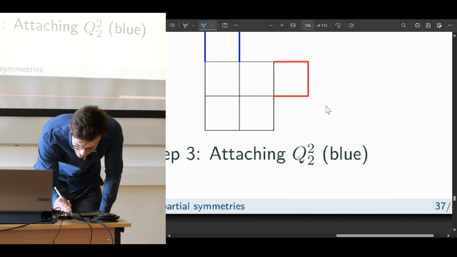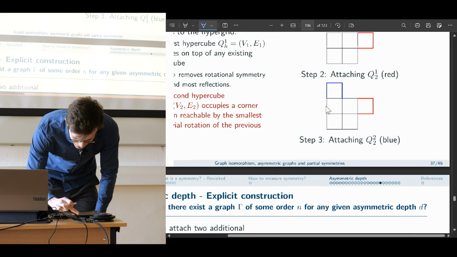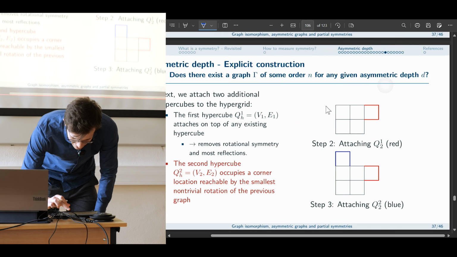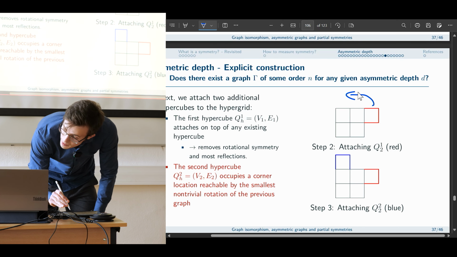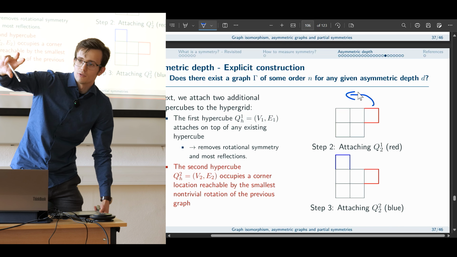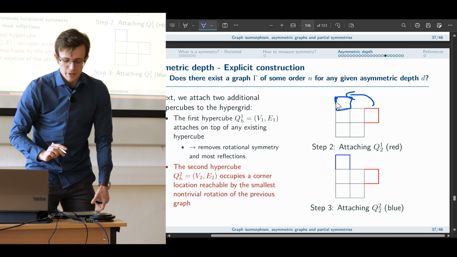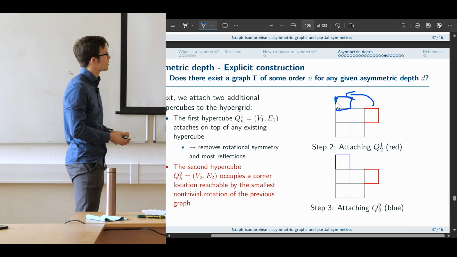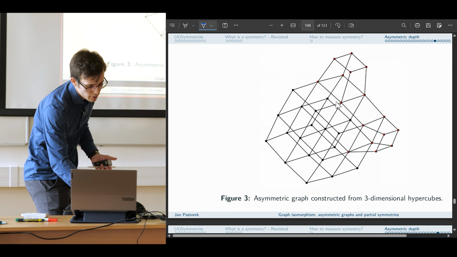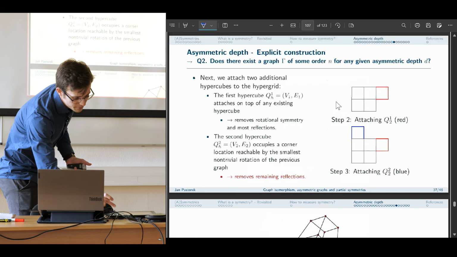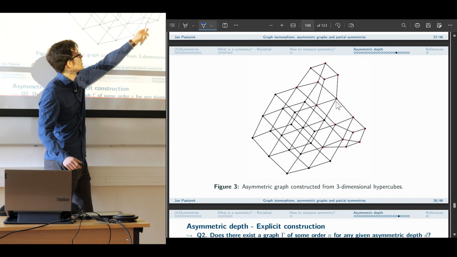And so we have to attach another additional hypercube, which would be basically defined as the smallest non-trivial, this was not expected. So you would just define it as where this red cube would be after you rotate it with the smallest non-trivial rotation. And that's the place where you will place the second hypercube. And this will work for bigger dimensions. And this is the graph that you will get for 3 dimensions. These are the 2 hypercubes that were attached.